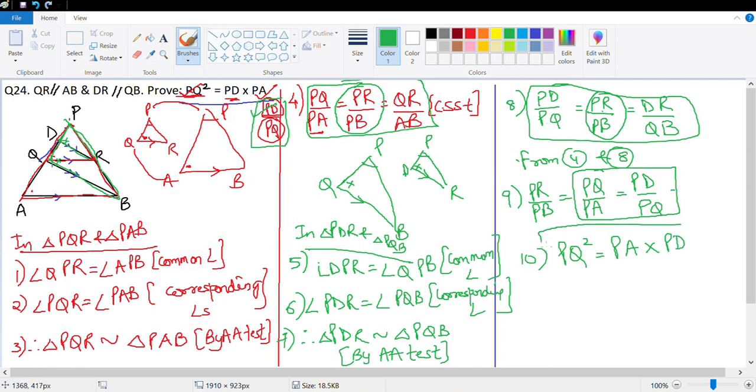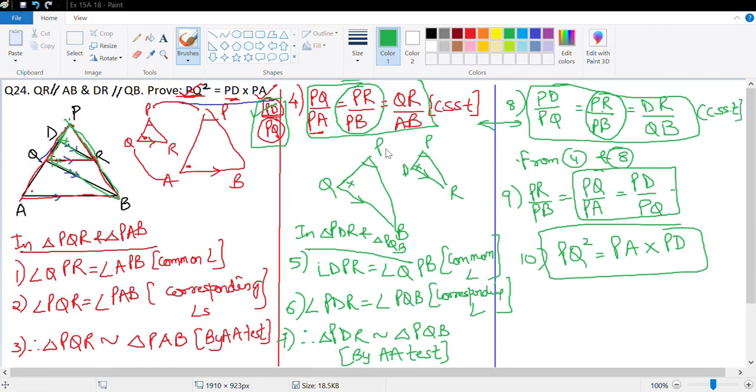Very interesting question. We were unable to move from here using our trick. So then we identified two pairs of triangles which could be proven similar and we moved on and we got some answer. I forgot to write CSST here. Done. Let's look at the next question.